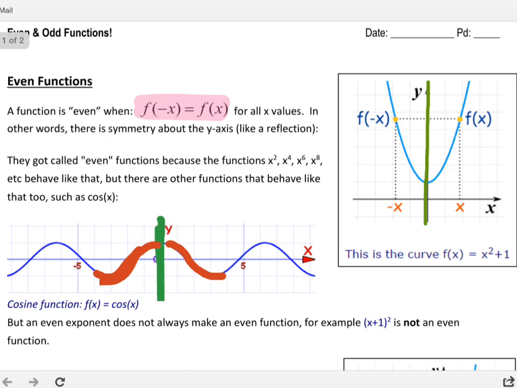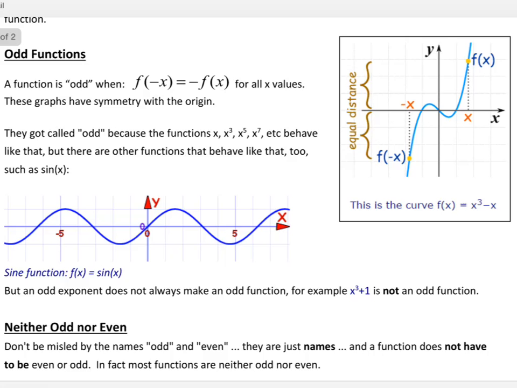So let's go ahead and take a look at what an odd function is. We call a function odd when this statement is true: f of negative x is equal to negative f of x. And that's also going to be true for all values of x. Essentially what that means is that the graph is going to have symmetry to the origin, which I like to think of more as a rotational symmetry, where you picture the origin as being your pivot point.